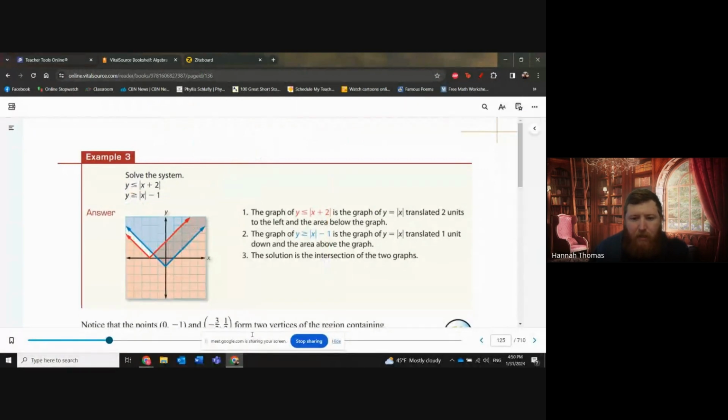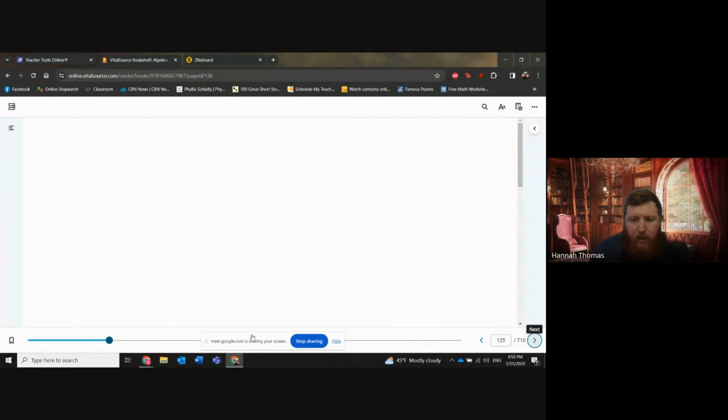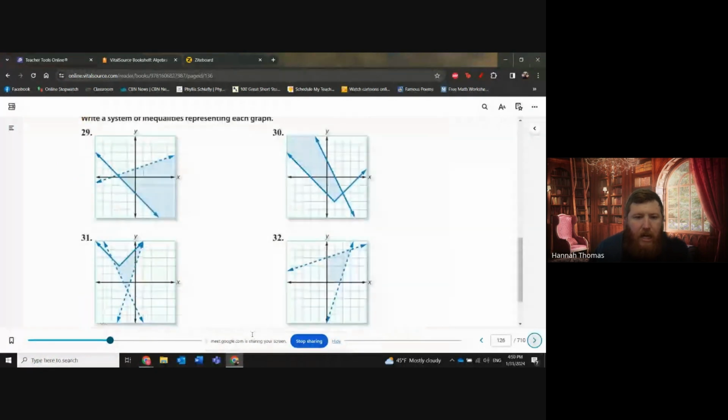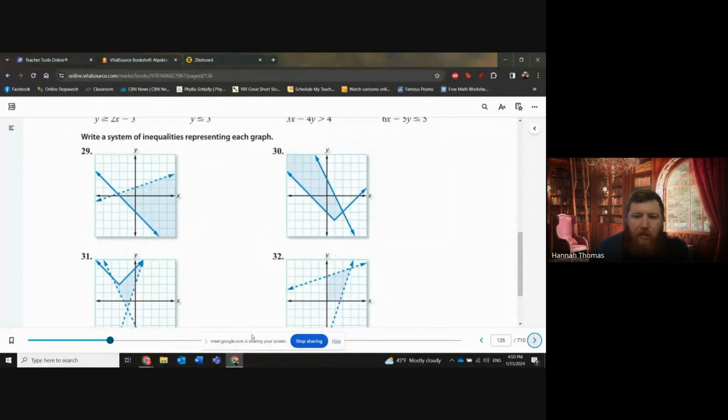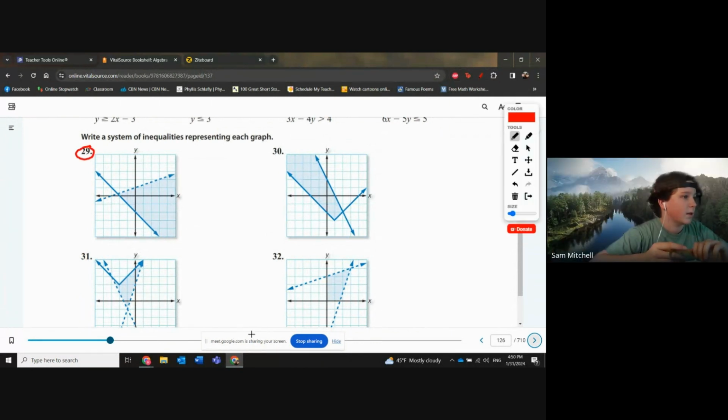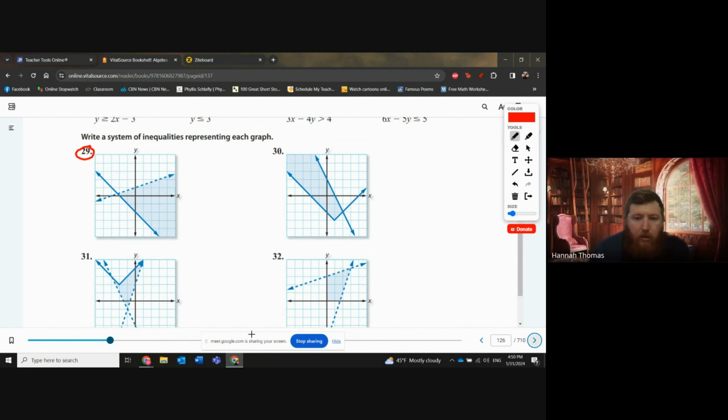All right, so let's look back at your homework on page 127 here. Since you see 2 lines, you're gonna have to create a system using inequalities. So you don't have to do 29, right? No, just 30 and 32. For 30, you notice you got 2 lines here. We're going to look at the easiest one first, and that is this one.